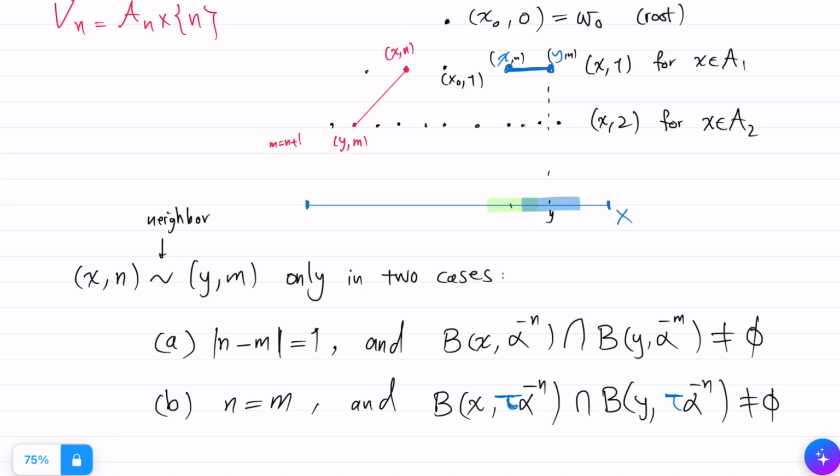And then you do this for all of the graph. X0 will be connected actually to everything, because the ball of radius alpha to 0, which is 1, is all of your space, so everything definitely intersects that. And that's important because ultimately we will need our graph to be connected, and if everything is connected to the root, we know that there's at least one path between any 2 points.